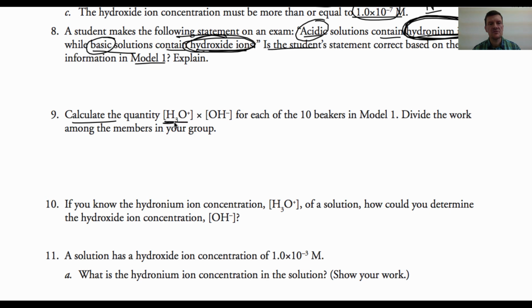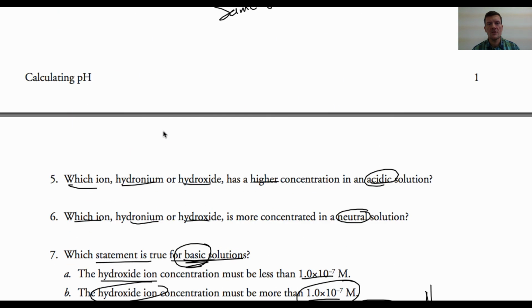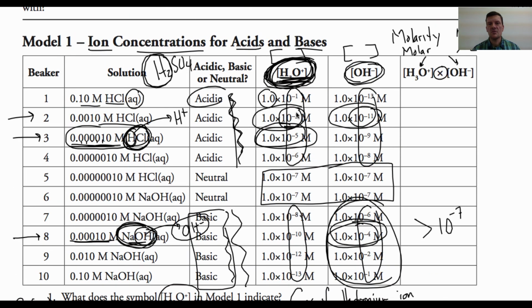Calculate the quantity, concentration of hydronium times the concentration of hydroxide for each of the 10 beakers in Model 1. And if you've got people to help you, you can share the load. Well, I'm just going to tell you really quickly here that if I take these pairs of numbers and multiply them together, I'm going to get, in every single case, 10 to the negative 14, or 1 times 10 to the negative 14. 10 to the negative 5 times 10 to the negative 9, when you multiply powers, you add the exponents. So in every single case here, I'm going to get 10 to the negative 14 all the way down there.